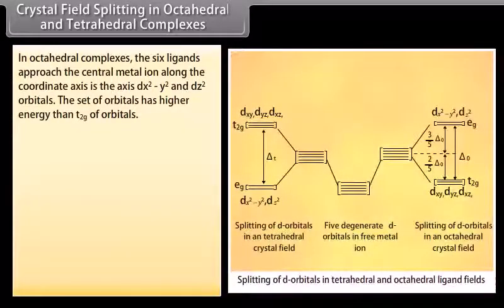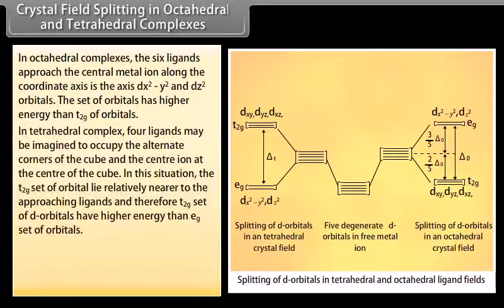Crystal field splitting in octahedral and tetrahedral complexes. In octahedral complexes, the 6 ligands approach the central metal ion along the coordinate axes, that is, along the axes of the dx2-y2 and dz2 orbitals. This set of orbitals has higher energy than the t2g orbitals.